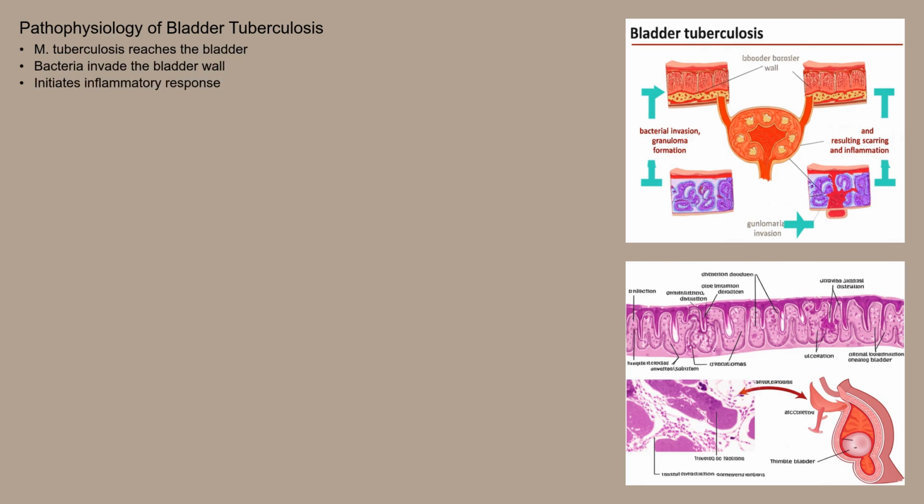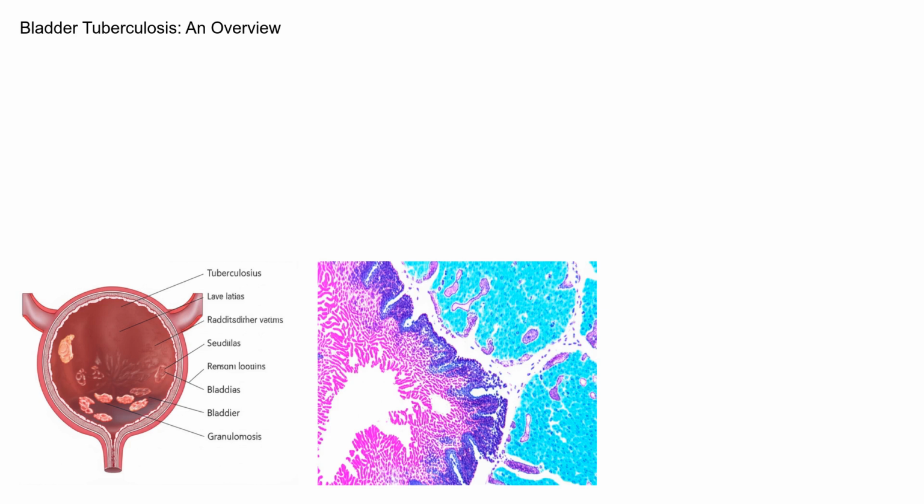Over time, this chronic inflammation and scarring can lead to fibrosis and a significant reduction in bladder capacity. In severe cases, the bladder may become severely contracted and dysfunctional, leading to a condition known as a thimble bladder. The ureters may also become scarred and obstructed, potentially leading to hydronephrosis, a swelling of the kidneys due to urine backup. While tuberculosis is a global health concern, bladder tuberculosis is relatively less common than pulmonary TB.